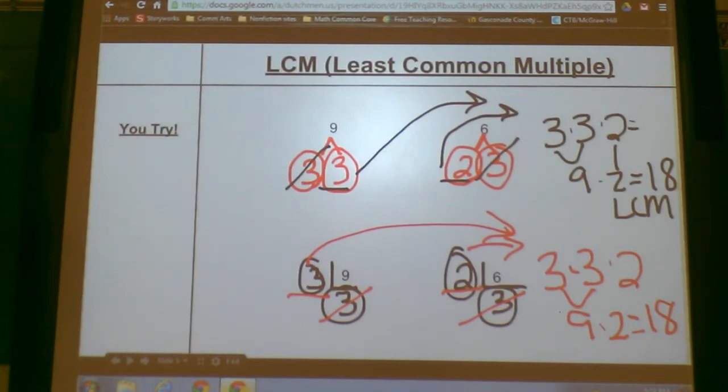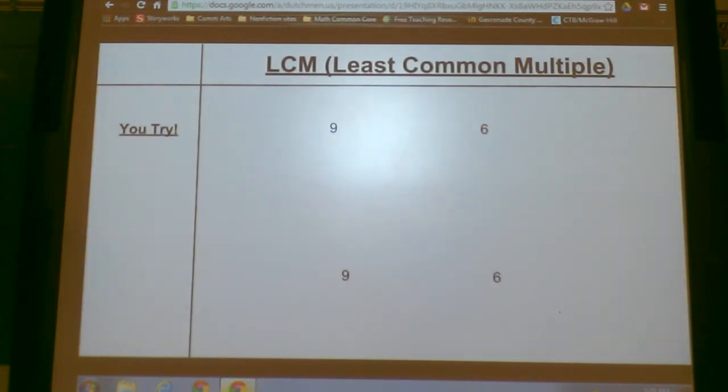Okay? Now, let's try another one. Let's do 4 and 14. This time I want you guys to work it out, and then we'll talk about it together.